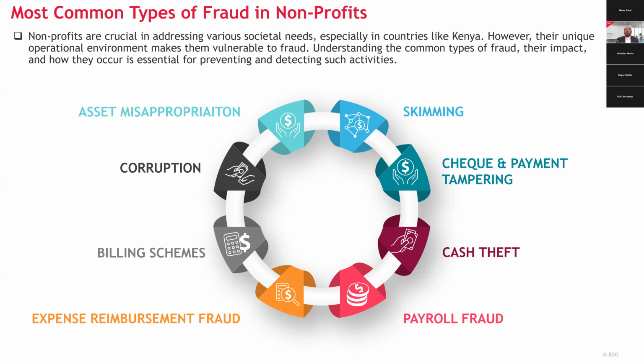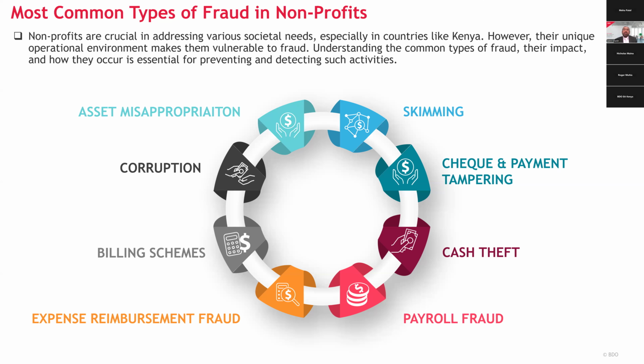The next one is check or payment tampering. And this occurs in about 14% of the cases. So, why is this common? Well, NGOs frequently use checks and electronic payments for transactions.